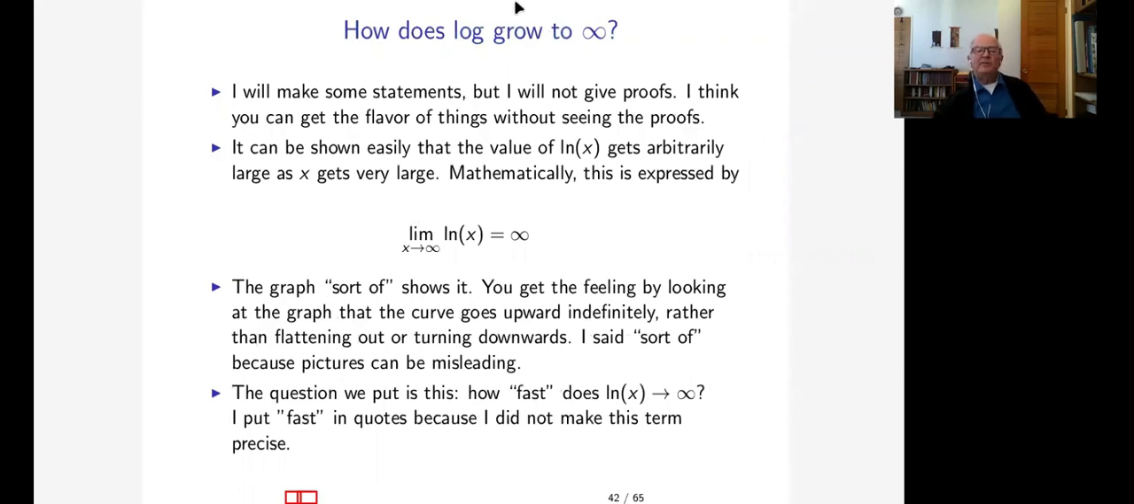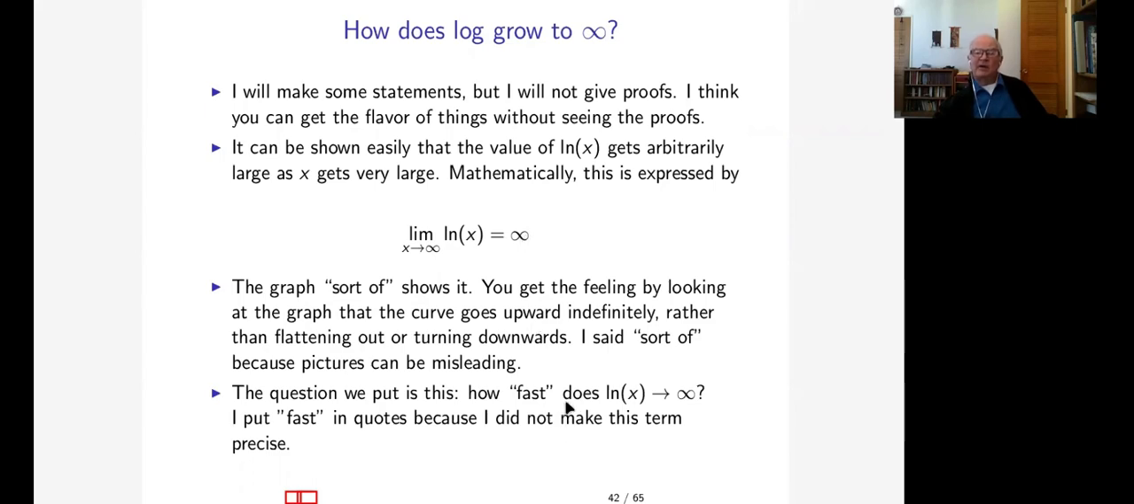So now I want to go back to log and to the question that's interesting to us. The limit as x goes to infinity of log x is infinity. Okay, that's good. We know that, we understand that. It's not difficult to see, at least on the graph. But then the question is, how fast? How fast does it go to infinity?